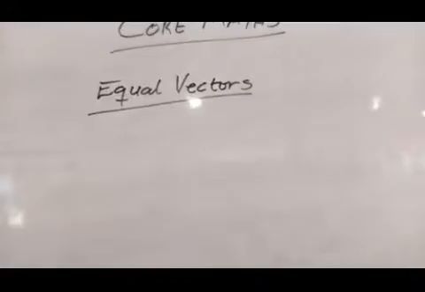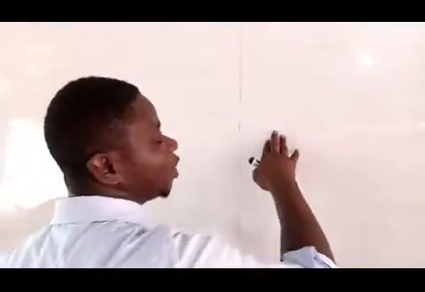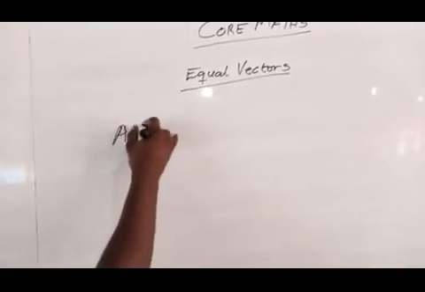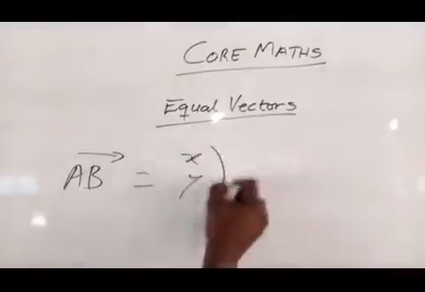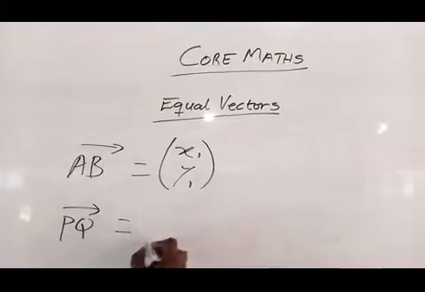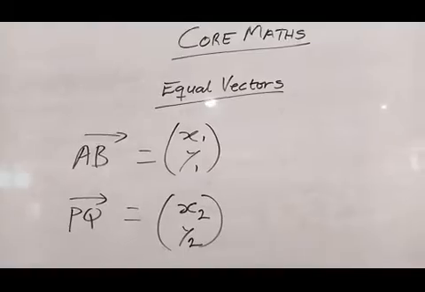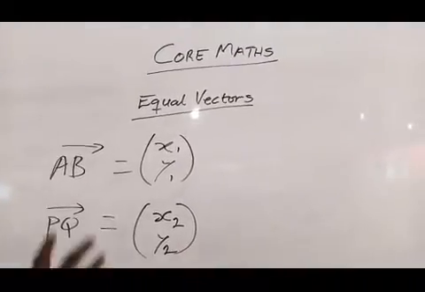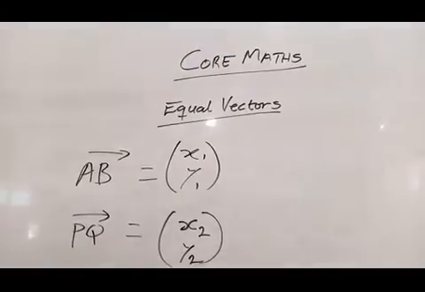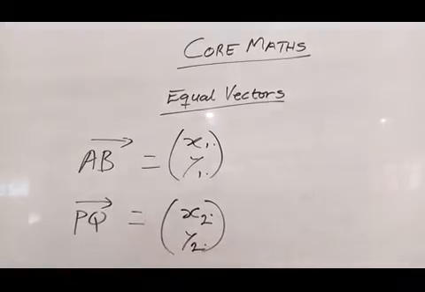Now, two vectors are said to be equal if and only if they have the same values. For instance, if you have vector AB to be x1, y1, and vector PQ to be x2, y2, then we can say that AB is equal to PQ when their values are the same. So AB is equal to PQ when the value here and the value here are equal, and the value here and the value here are also equal.